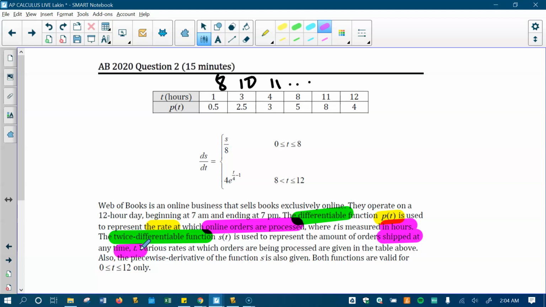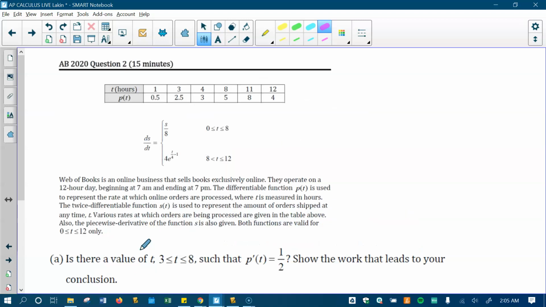Both functions are valid from 0 to 12 only. Okay, so that last part we cannot extrapolate. We have no idea what happens outside of those hours. And I believe that's everything that we can really glean from this table. So from this information, let's go ahead and go into the problem.